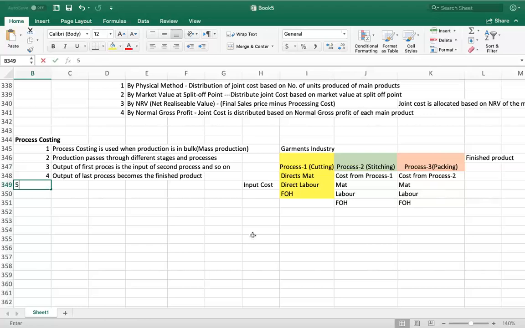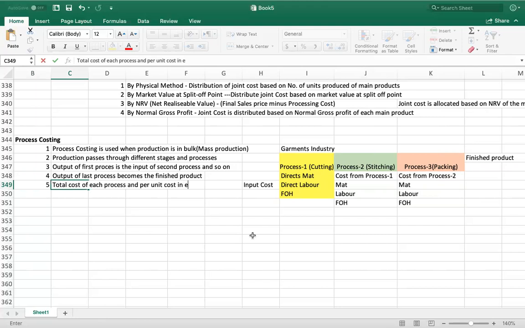So in this, what we will do, we calculate the total cost of each process and the per unit cost in each process. So this is what we do. Basically we will calculate the total cost of each process plus the per unit cost in each process. Similarly, in the second process, what is the total cost plus per unit cost? Similarly, in the third process, what is the total cost plus per unit cost? Okay. So this is our basic aim.